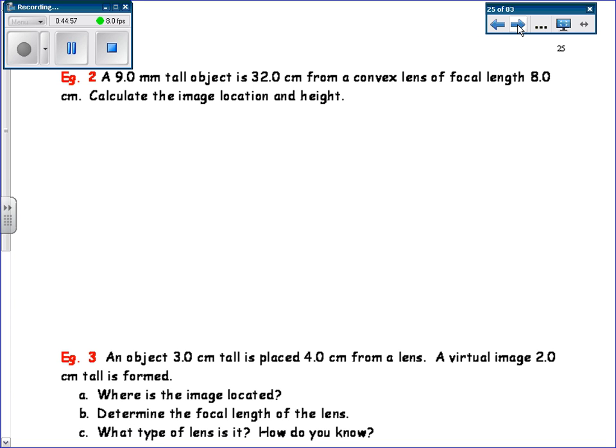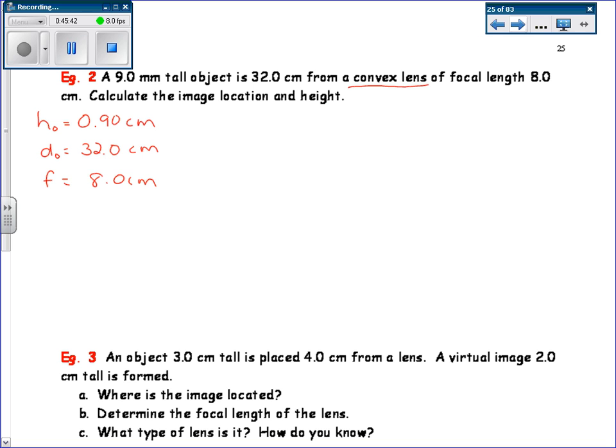Okay, a 9mm tall object is 32 centimeters from a convex lens of focal length 8 centimeters. Calculate the image location and the height of the image. So 9mm tall object, that's my object height. I'm going to put it in centimeters because my other two measurements are in centimeters. So to go from millimeters to centimeters, just divide by 10. The object distance is 32.0 centimeters. And the focal length is 8.0 centimeters. It is a convex lens, so my focal length is positive.